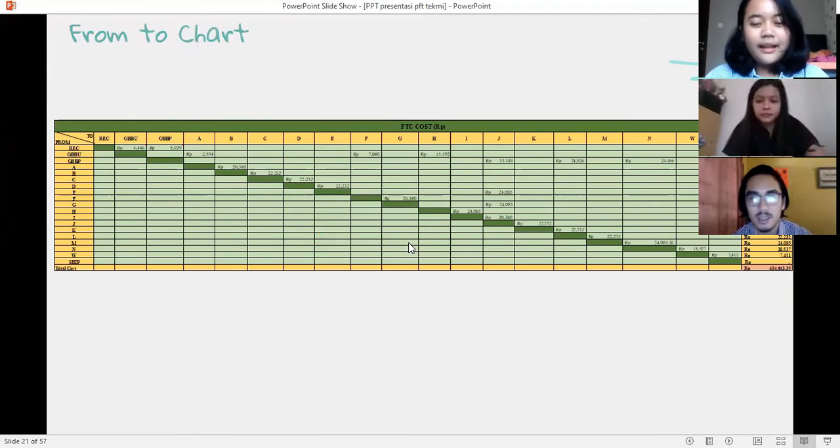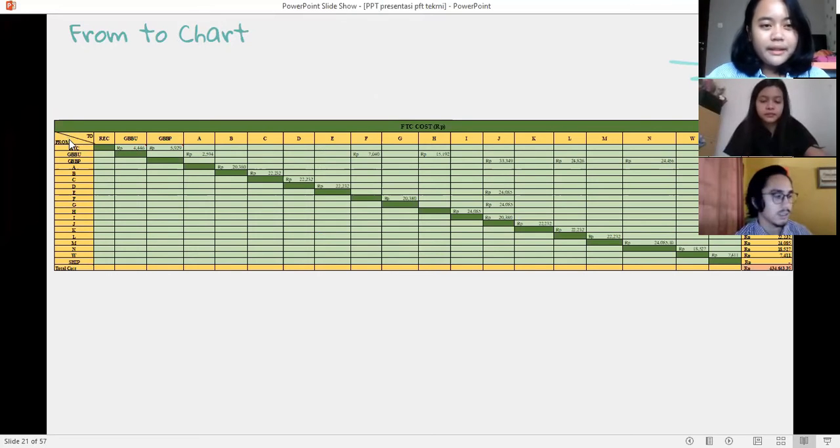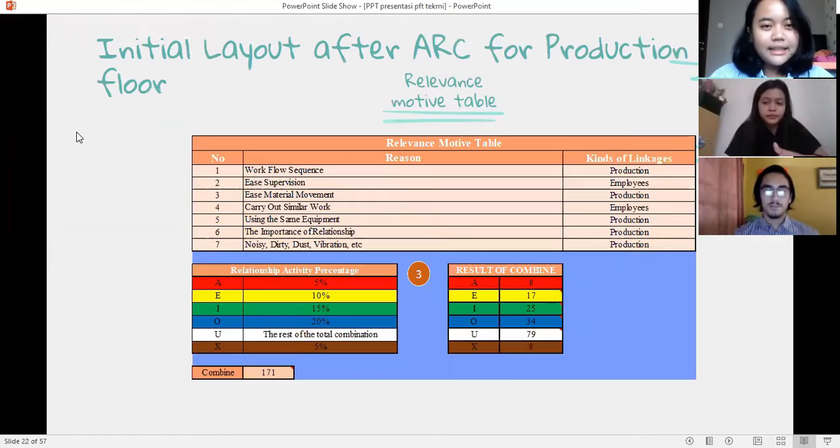And this is the from-to chart. It is made from the material handling cost design. It is a technique for factory layout planning and material displacement in a production process. And this is the initial layout after ARC for the production floor. There is the relevance motif table that we can see here, with the combine of 171.